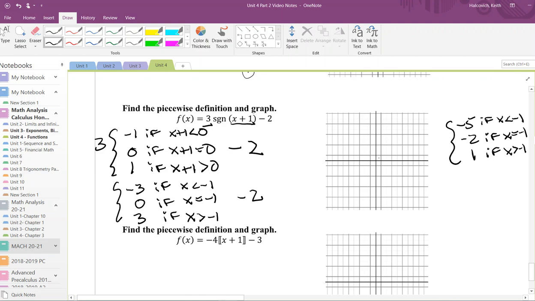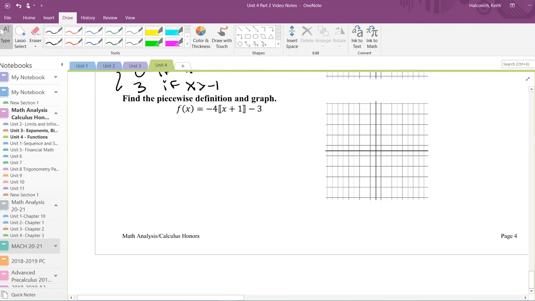So when I graph this, at negative 1, I put negative 2. At negative 1, I also put a circle at negative 5. So negative 3, negative 4, negative 5. And that means it's less than negative 1, so it's going to go to the left. And at 1, I put an open circle, and it's going to go to the right. And there you go. So there's your graph with all the shifting.